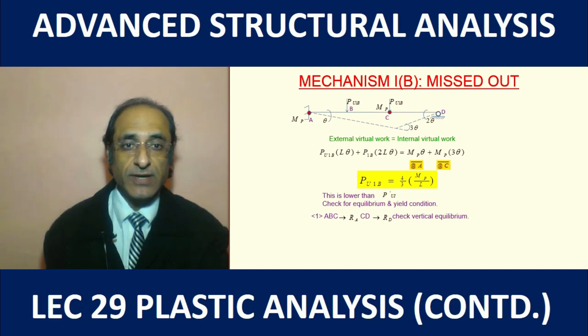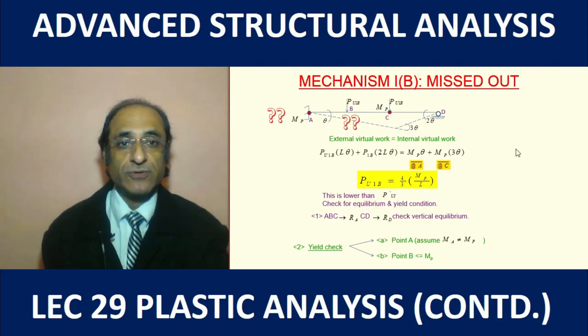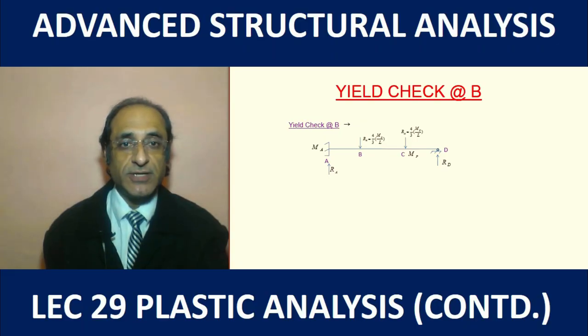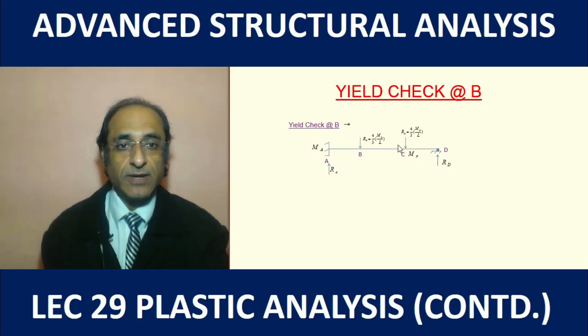So basically we have here the ABC part, and then we have the CD part. What we do is a yield check at A and a yield check at B, and for this purpose we assume that the bending moment is MP at C. This is the same strategy we had used for the previous case. So let's do the yield check. We are not doing the equilibrium check; you can do the equilibrium check yourself. So we apply here the loads, and the moment we assume MP at C.